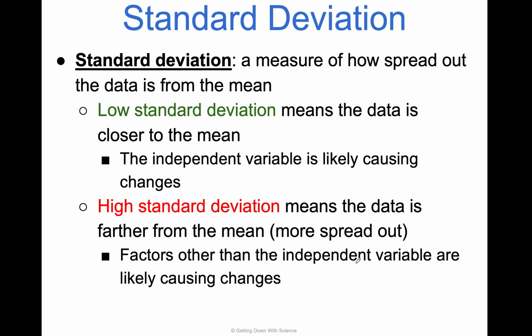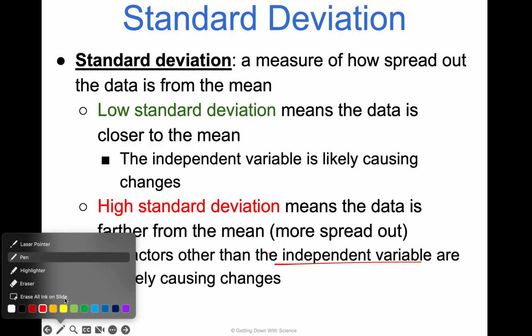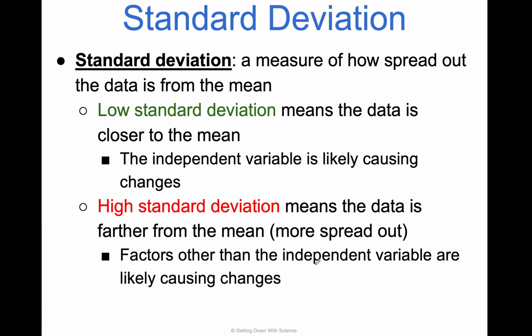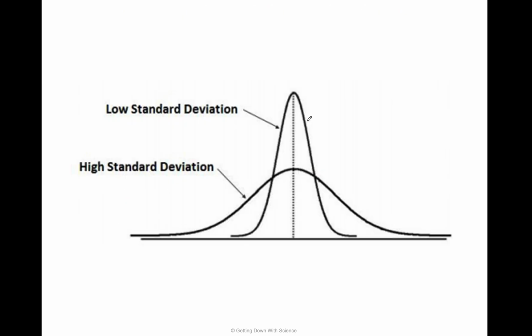High standard deviation just means that factors other than the independent variable are likely causing the changes. Remember, the independent variable is the variable that you guys are going to be changing. So we want the independent variable to be causing the changes. Low standard deviation is what we're going for here. So you can see here, low standard deviation is tall and thin. High standard deviation is low and fat. We're looking for low standard deviation.